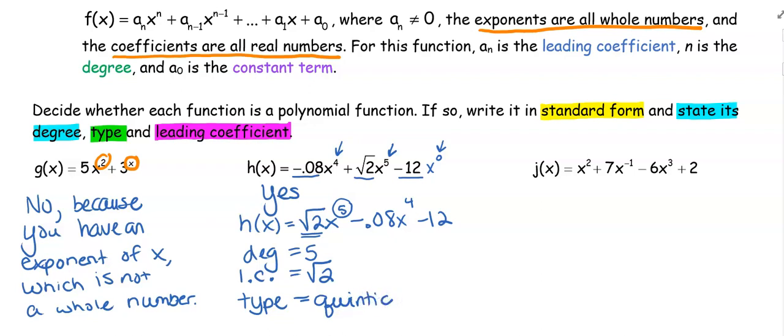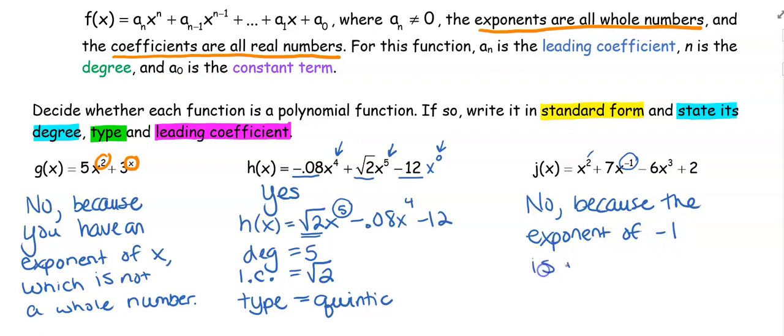All right, our last one, j of x is equal to x squared plus 7x to the negative 1st minus 6x cubed plus 2. So the first thing we check is, are those exponents whole numbers? Yes, no. Remember, whole numbers are not integers. The negative 1 is an integer. We want it to be greater than or equal to 0. So we have no, because the exponent of negative 1 is not a whole number.